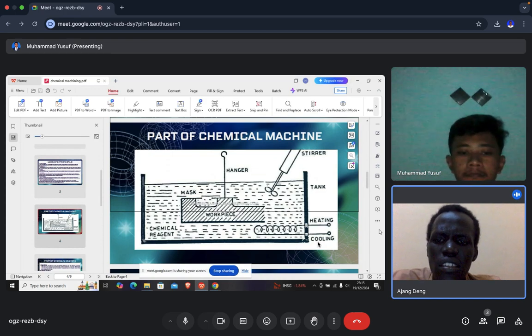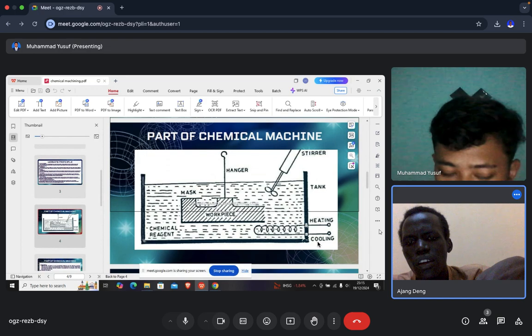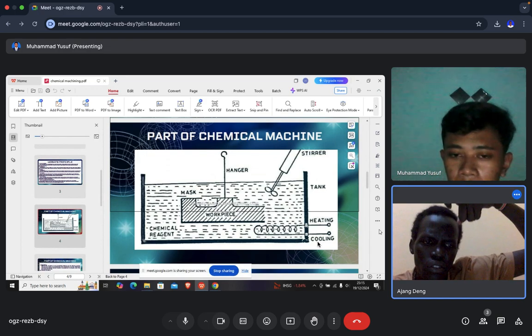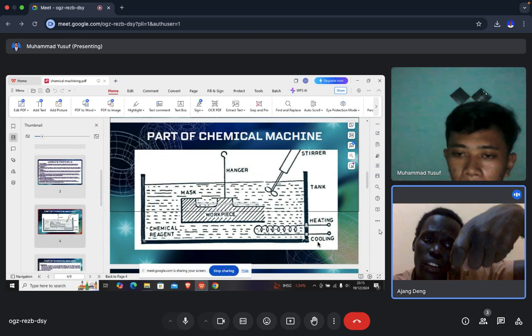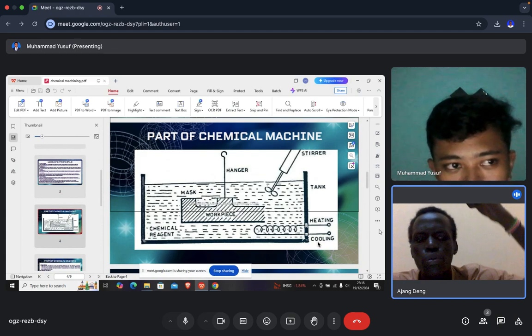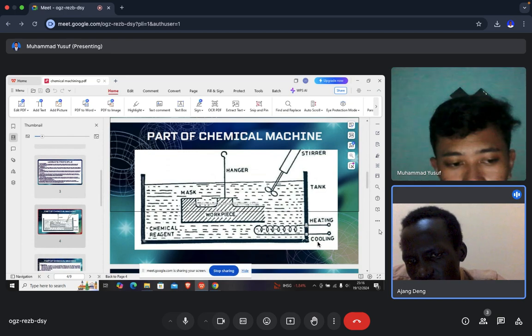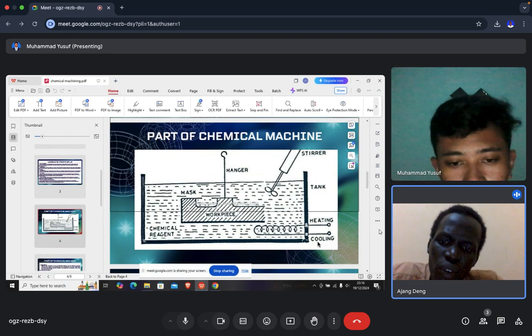Now the hanger, I think, is used to hold the workpiece in the solution, so that later on after a reaction we can easily remove it. I think you can see the hook there, like for hanging clothes. You can just pull it up. The mask here has been laid because this is an area where we don't need any kind of reaction or any kind of machining. That's why we have the mask on there.